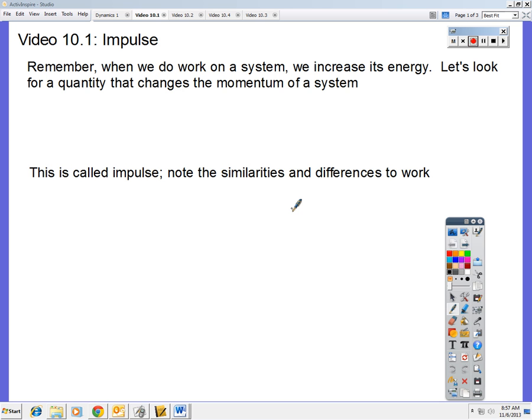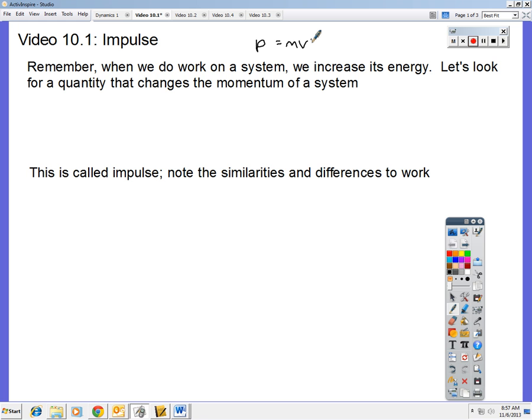Okay, this is video 10.1, the fourth video about momentum. You may remember from chapter 9 that we defined the quantity momentum, and we also looked at center of mass, but momentum is p equals mv. And there was a similar quantity called energy that we're going to see is sort of related.